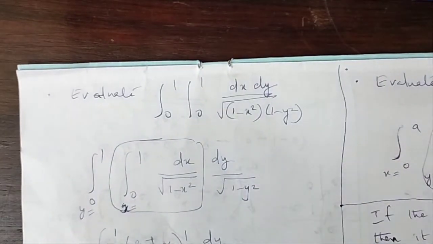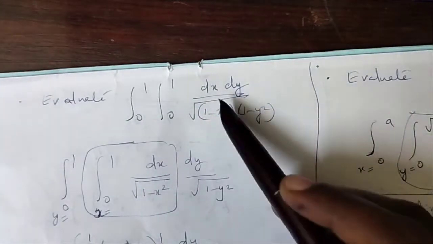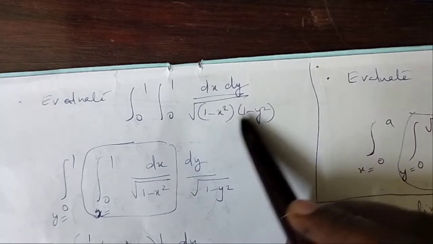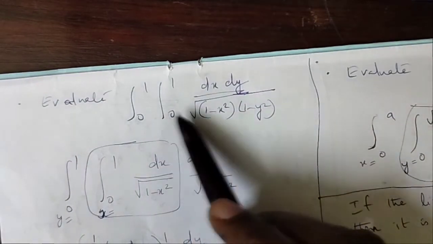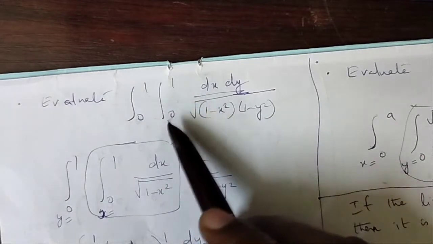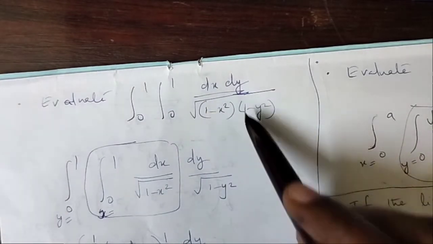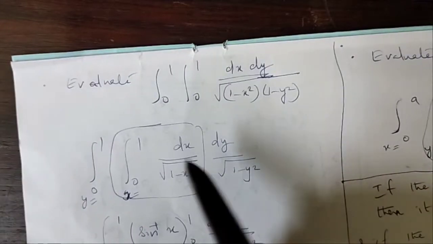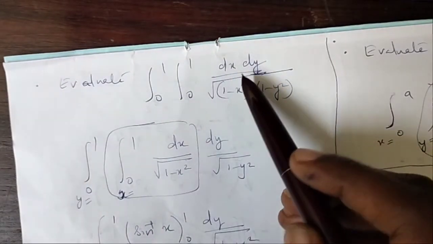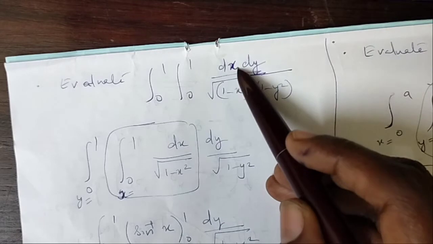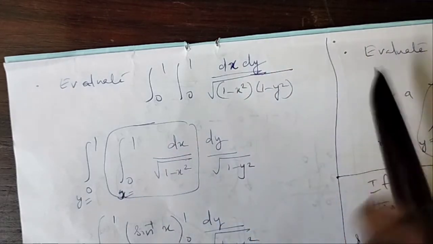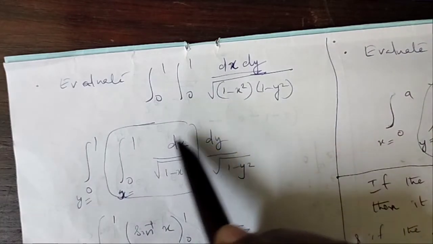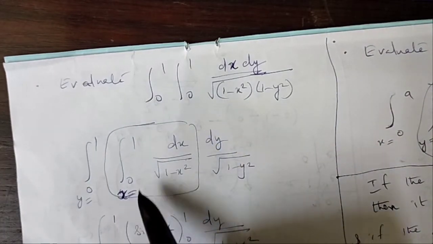So next is integral. Evaluate the integral 0 to 1, integral 0 to 1, dx dy by 1 minus root of 1 minus x square into 1 minus y square. So here the double integral contains constant limits, and the variables are x and y. The innermost differential is dx, then dy. That means the first innermost integral contains the variable x. So the limit for x is from 0 to 1.